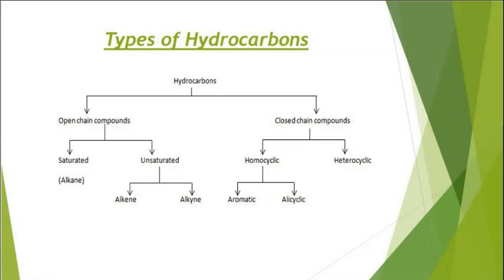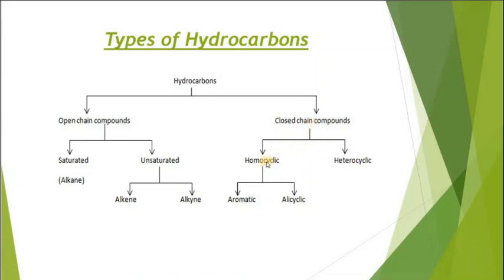on the basis of structure. Hydrocarbons are divided into two main classes, that is open chain compounds and closed chain compounds. As the name is indicating, open chain compounds means these will be straight chain compounds that are having longer chains, and closed chain compounds will be those compounds that will be in the form of a cycle or a ring. Open chain compounds are further divided into two classes, that is saturated hydrocarbons and unsaturated hydrocarbons. Saturated hydrocarbons include alkanes and unsaturated hydrocarbons include alkenes and alkynes.